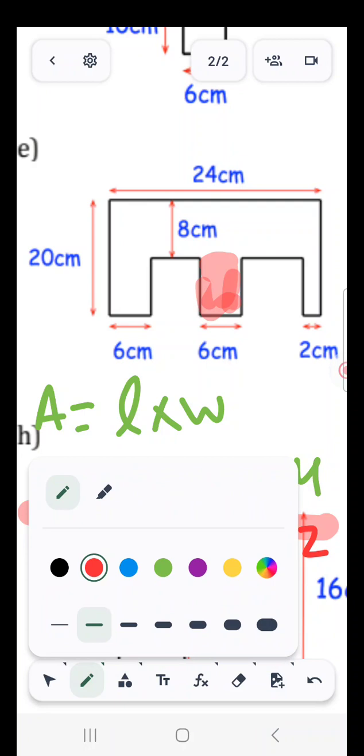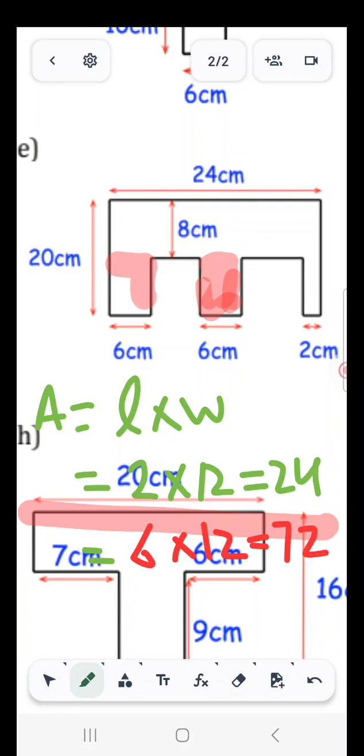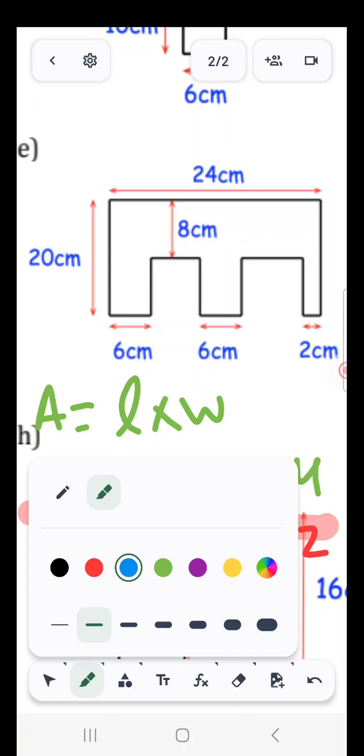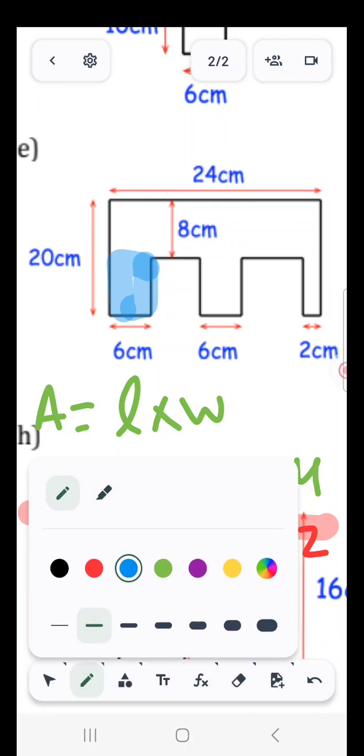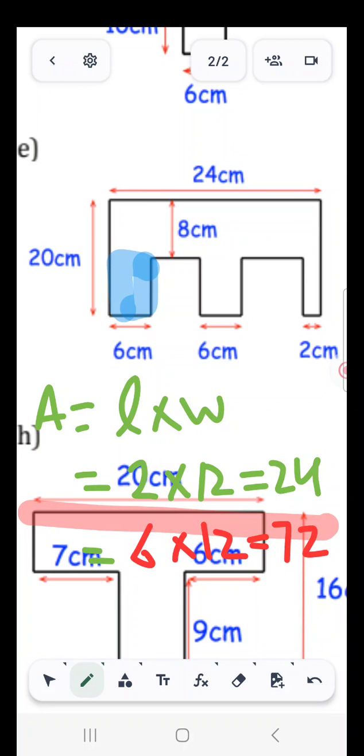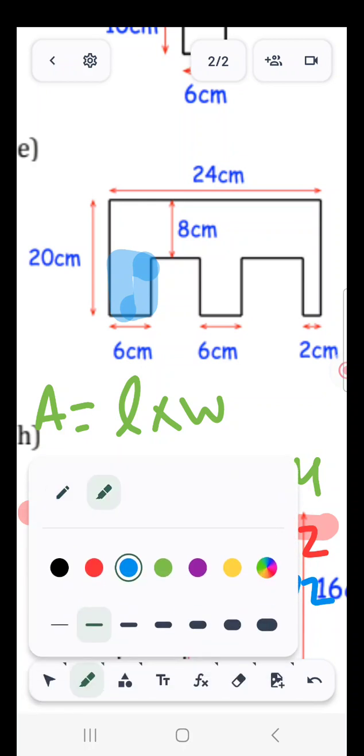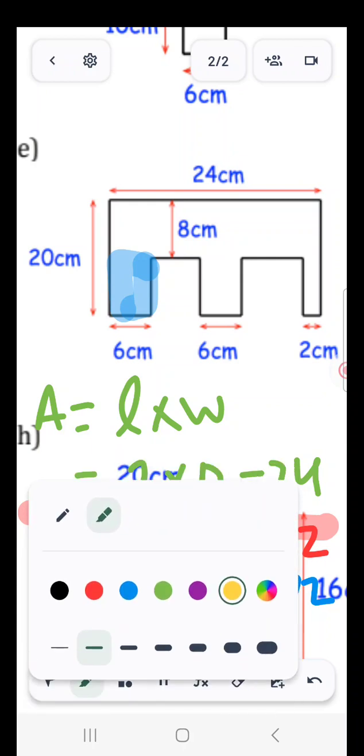Now I will be working within the last bottom rectangle. So here you go. First of all, I need to rub out and select the blue color for the highlighter. So I'm working within it, and it's also clearly visible that its length is 6 again and its height is 12 again. So 6 times 12 is again 72. Now I will be working at the topmost bigger rectangle. I will be using the yellow color for it.